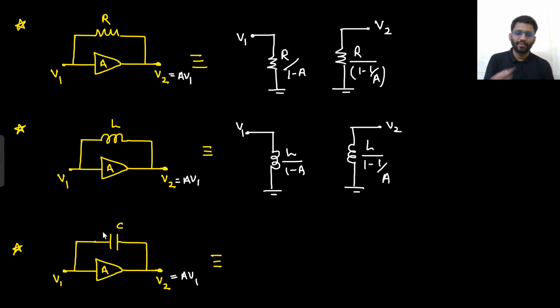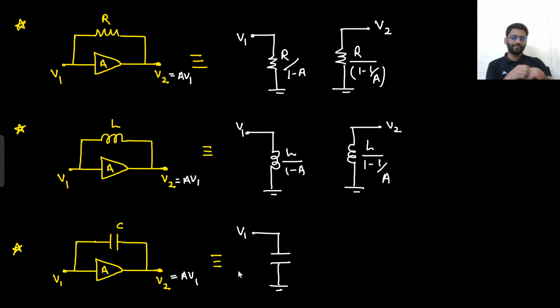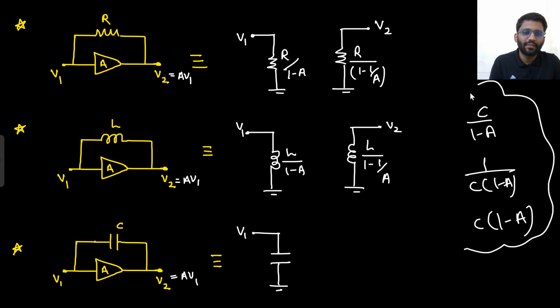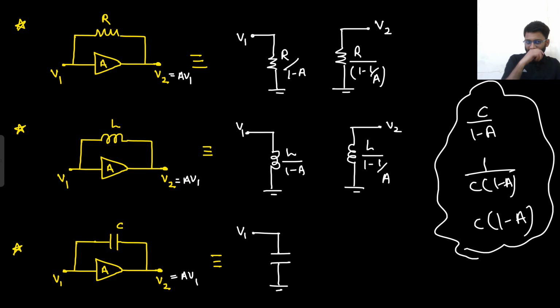Now what about this one? From V1 to ground, what you will see? Tell me. Calculate it, then only tell the final answer. Don't be in a hurry. From V1 to ground, what you will see? So I will write down the options. C upon 1 minus A, 1 upon C into 1 minus A, C into 1 minus A. Three options are there. What will be your answer?